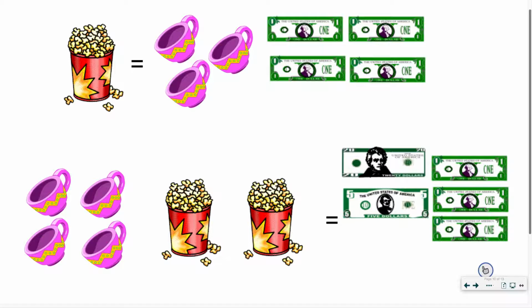Wait, were those the real prices or not? You're welcome. So what are we trying to figure out? The cost of the popcorn. How much did it cost?